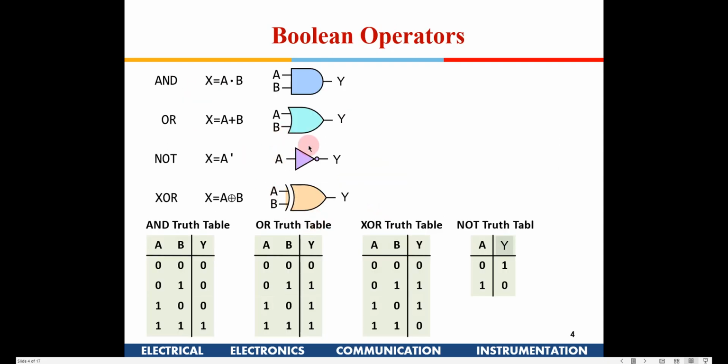Now let's touch upon all the gates once more so that things become easy for us in the next few slides. AND is a Boolean operator. What are A, B and X? A and B are both Boolean variables, and X is also a Boolean function. So we have two variables and a Boolean function X as the output.